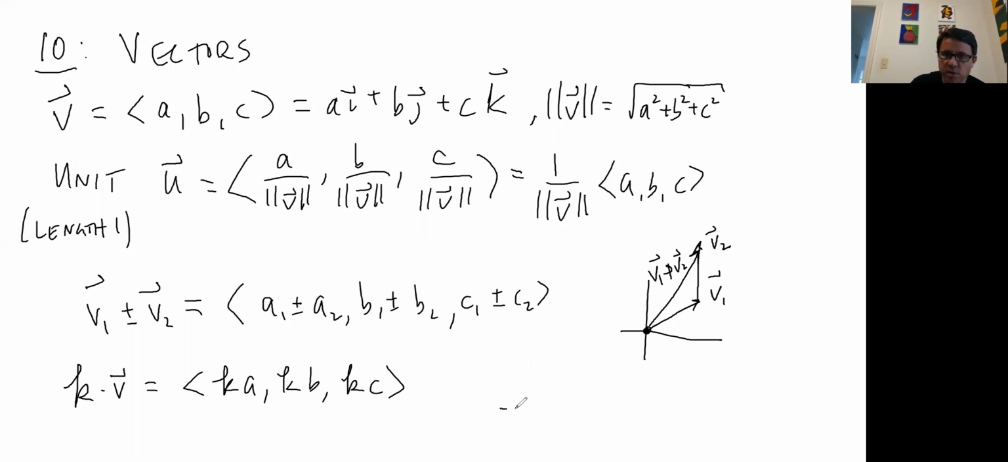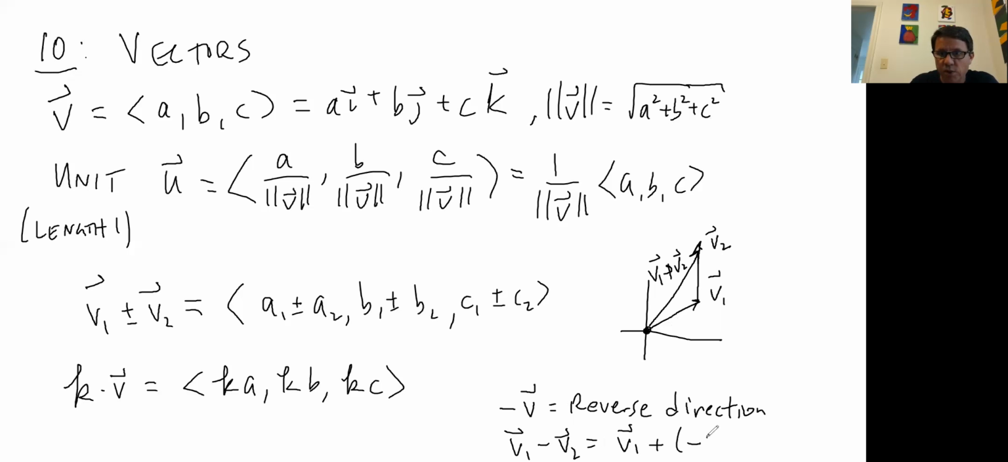Negative vectors, so negative v, all that means is that it's the same vector but in the reverse direction. And you can talk about minus, and you probably learned all these little tricks about how you do minus, but I think the easiest thing is just to reverse the direction and then add it back on. So v1 minus v2 can be written as v1, but then you follow the reverse direction of v2. I swear it's a lot easier than trying to remember all these little tricks.